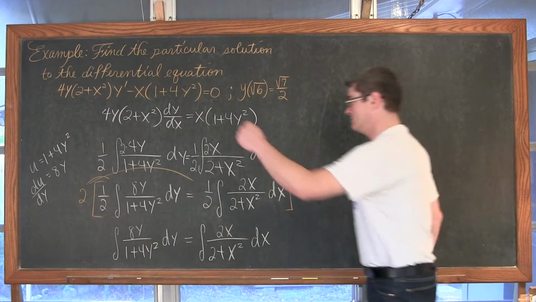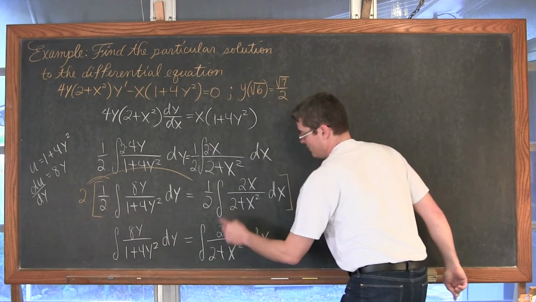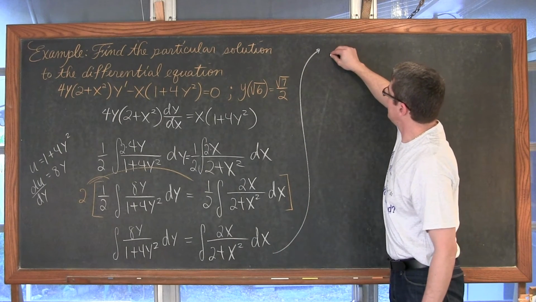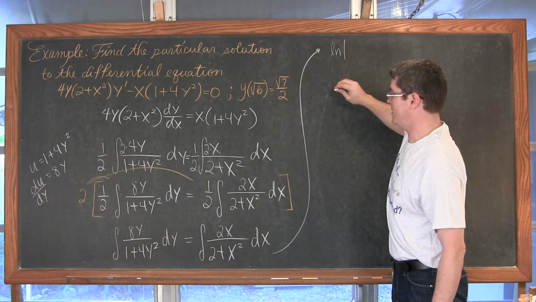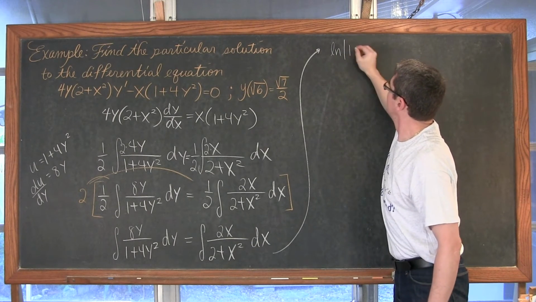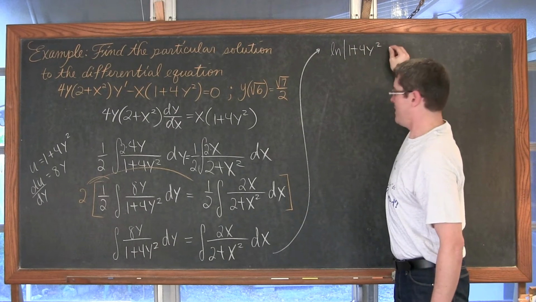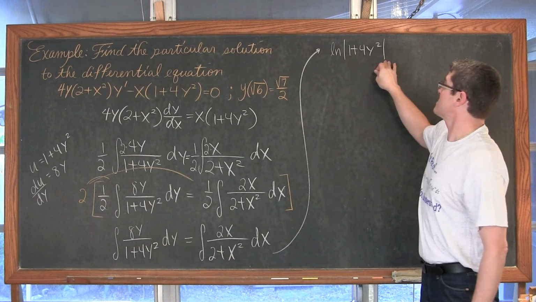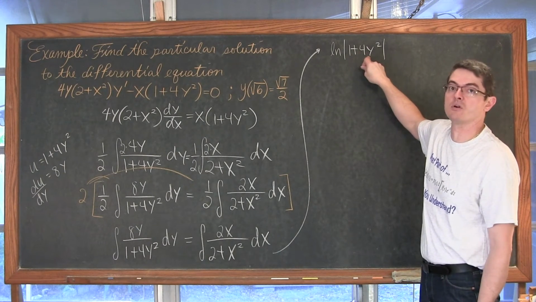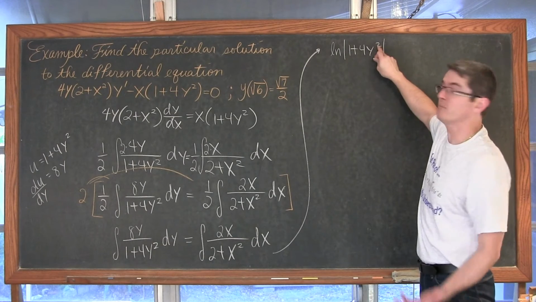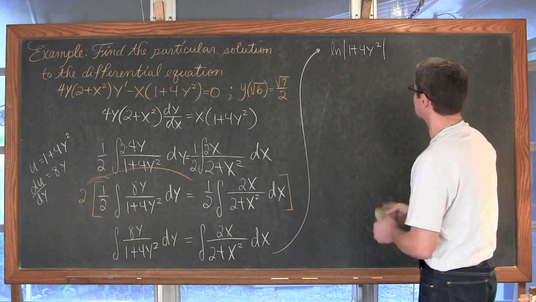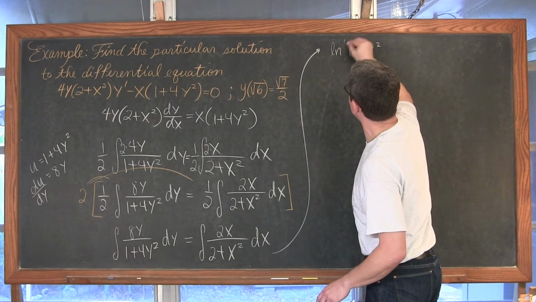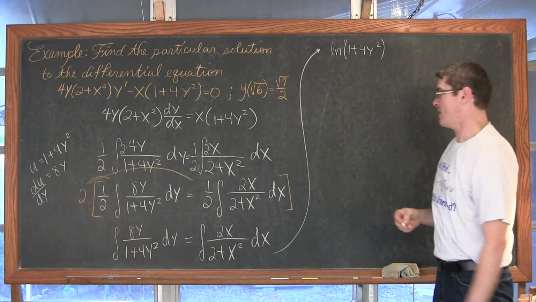And now, du over u, we end up with the left side being the natural log of the absolute value of 1 plus 4y squared. But really those absolute value symbols are not necessary because that's an addition of 2 positive terms, so there's no way that this can be negative. That's an even power, so no matter what y is, that's going to be a positive expression. So we can just write the natural log of 1 plus 4y squared.